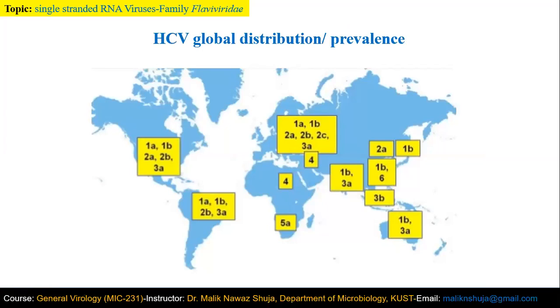In this slide, we can see the distribution of subgenotypes in the world. In the American region, we can see that 1a, 1b, as well as 2a, 2b and 3a are predominant. While in European countries as well as in Asian states, we can see 1a, 1b, 2a, 2b, 2c, 3a and 4 are very common, with a high incidence and a high percentage. On the basis of WHO data, 1a and 1b are predominant in the world. If we are talking about Pakistan, in this region 3a is prevalent as compared to other genotypes.